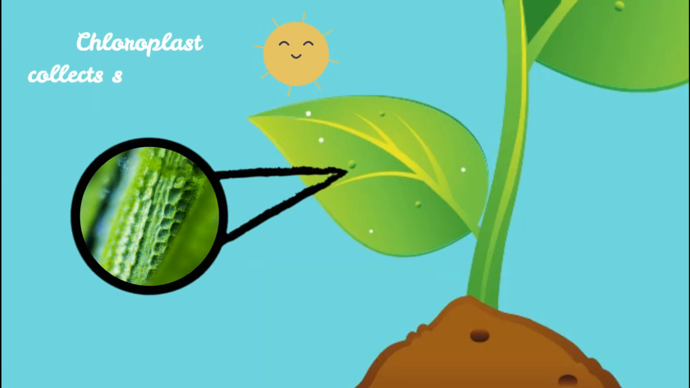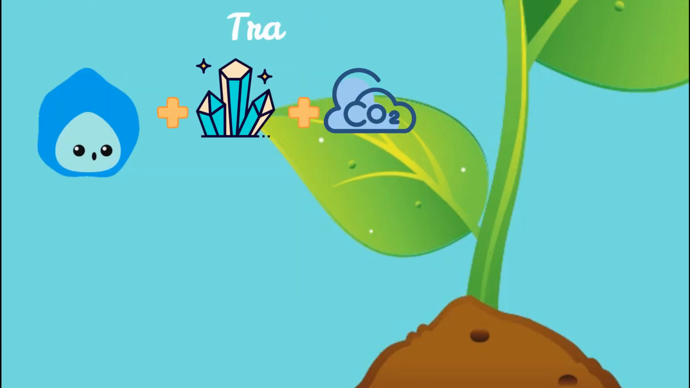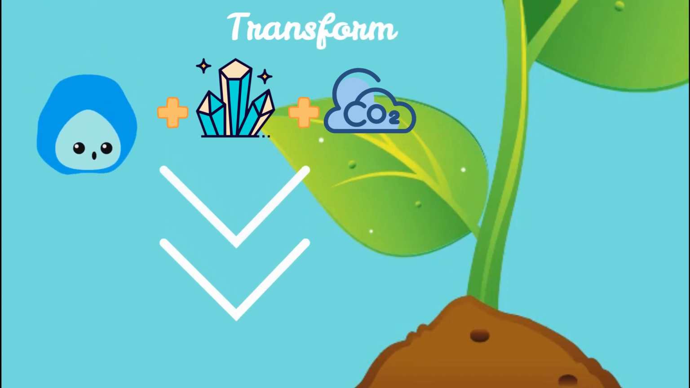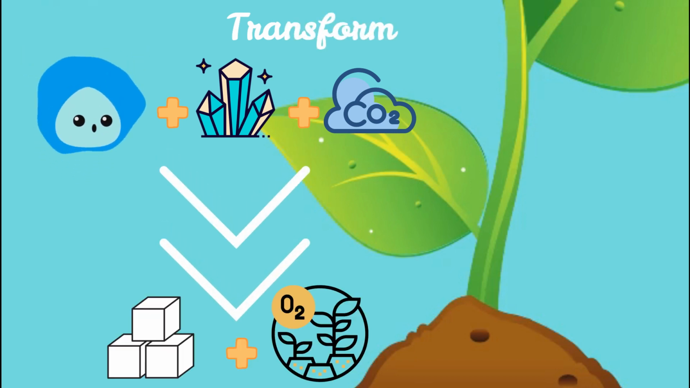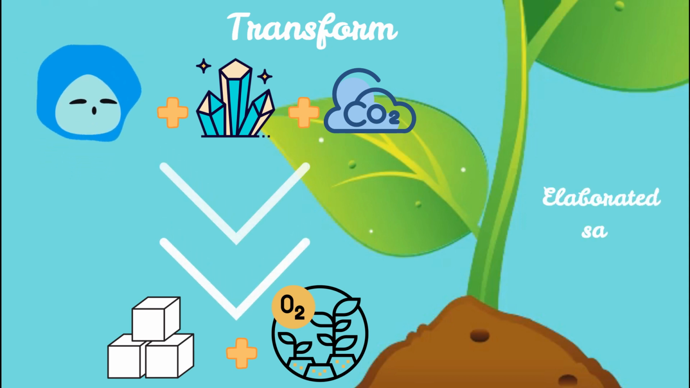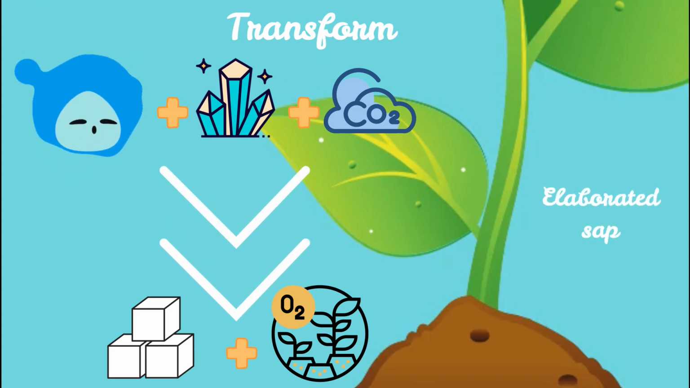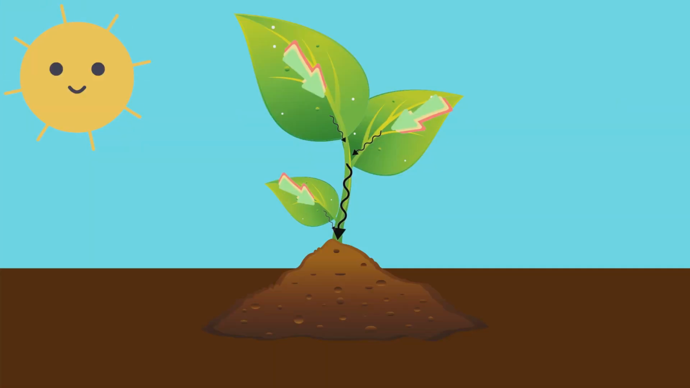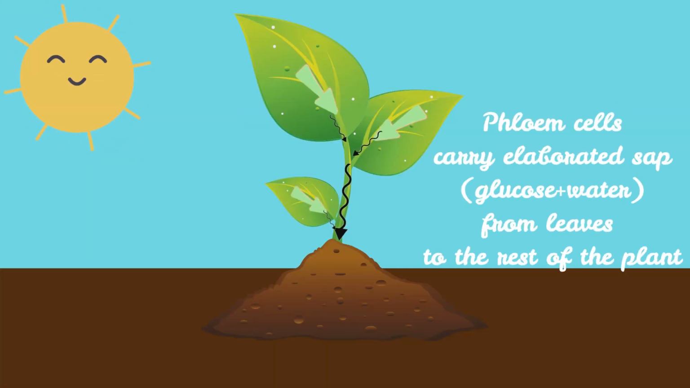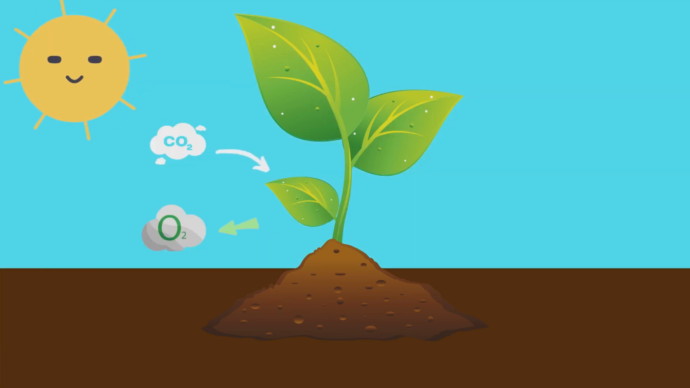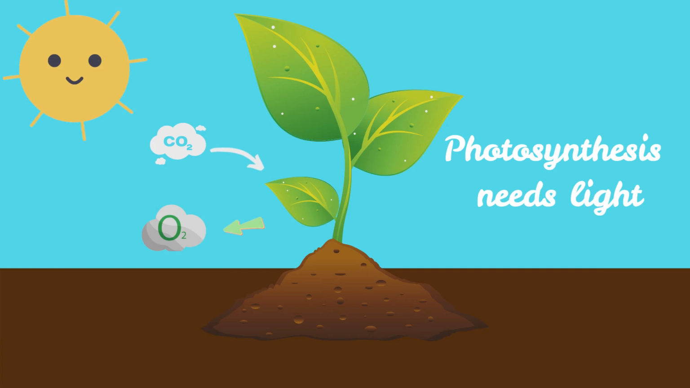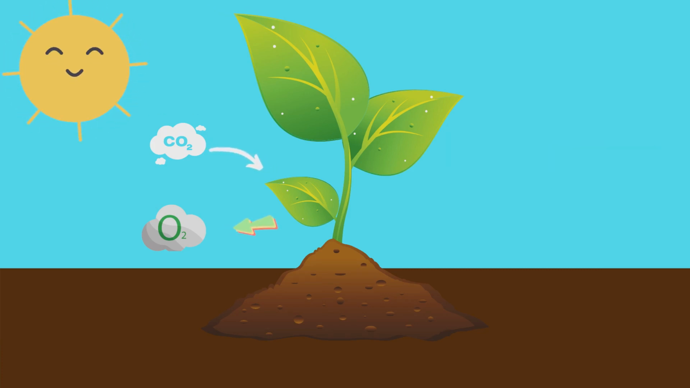Then, in the chloroplasts, the chlorophyll, which is the green pigment, collects the solar energy to transform the water, the minerals, and the carbon dioxide into glucose and oxygen. This is now the elaborated sap, which will be transported thanks to the phloem cells, along with the glucose, to the rest of the plant. This happens as long as there is light, which means during the day. So during the day, plants absorb CO2 and they give out oxygen.